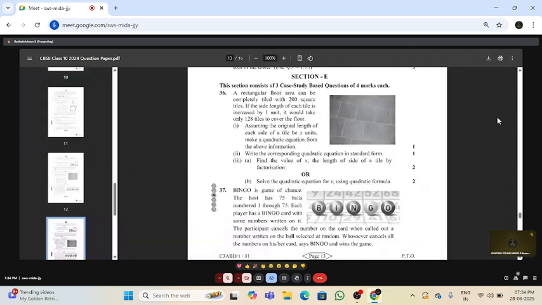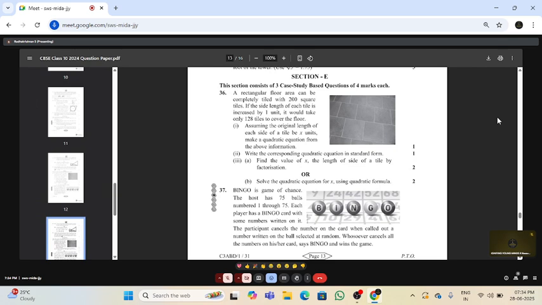Okay, so there are 200 tiles that are required to tile a rectangular floor. The tile size is not given. The only thing that is given is that it is a square tile. Now it is given that if the side length of each tile is increased by 1 unit, then it would take only 128 tiles. So now can you form the quadratic equation to solve this problem?